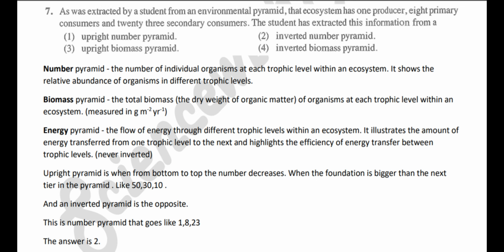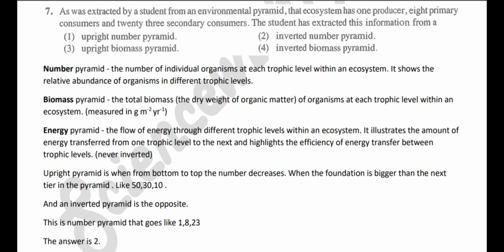Then we have the energy pyramid. It's the flow of energy through different trophic levels within an ecosystem. If you eat a 1,000 calorie burger, those calories are the energy we are talking about, okay? It illustrates the amount of energy transferred from one trophic level to the next and highlights the efficiency of energy transfer between trophic levels.